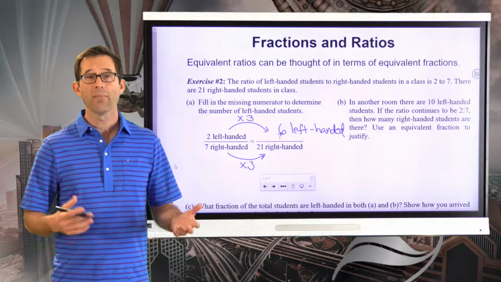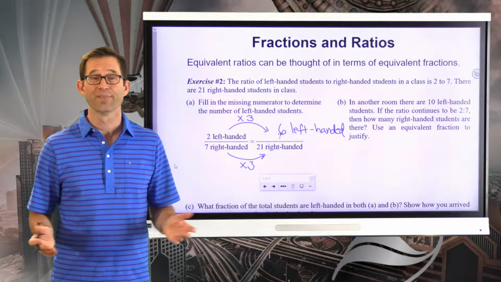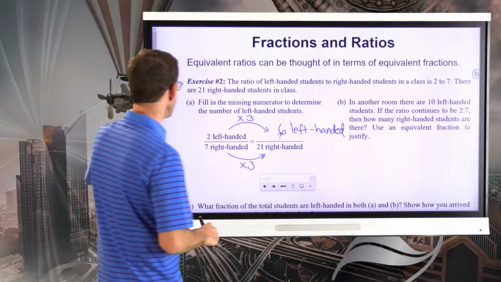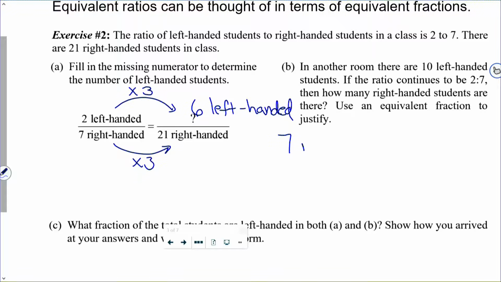All right, now you may be wondering, well, which one should go in the numerator, which one should go in the denominator? And the answer is, it doesn't matter. It really doesn't. So actually, let's flip it up here just a little bit, right? We know the fundamental ratio is 7 right-handed to 2 left-handed. Just do a little abbreviation here.